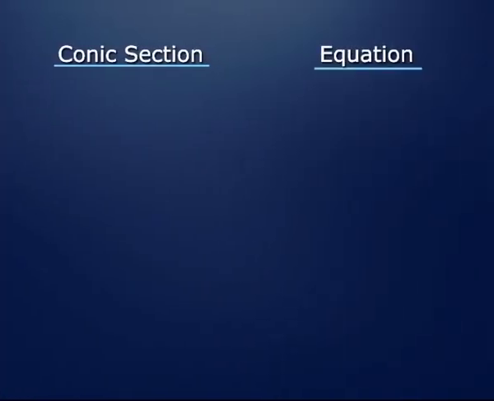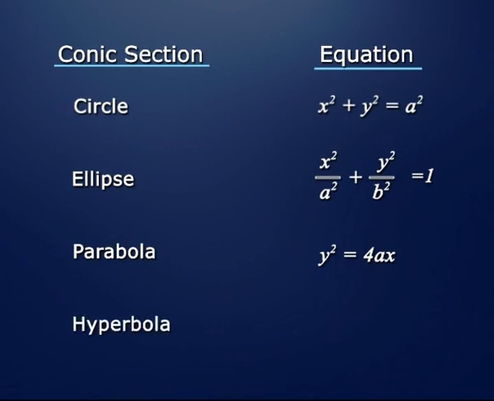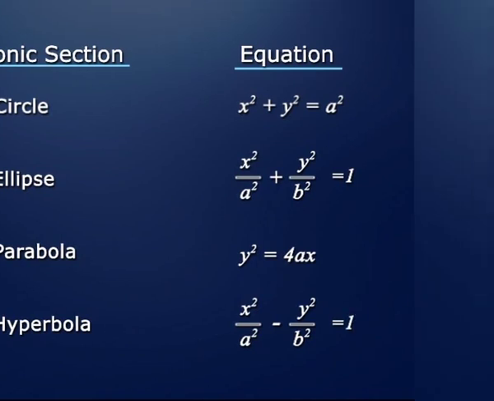Various parameters are associated with a conic section. Circle, x squared plus y squared is equal to a squared. Ellipse, x squared upon a squared plus y squared upon b squared is equal to 1. Parabola, y squared is equal to 4ax. Hyperbola, x squared upon a squared minus y squared upon b squared is equal to 1.